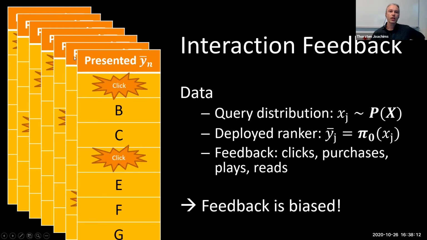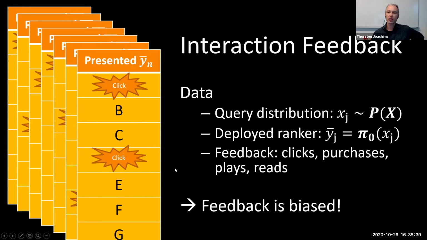So the data that we typically get from ranking systems looks kind of like that. In the past, we've gotten queries, we've presented rankings, and we have observed clicks on these rankings. But clearly, our deployed ranker has a big influence on where we see clicks, right? We'll see clicks at the top of the ranking. We are not going to see clicks at the bottom of the rankings, just because people don't look there.